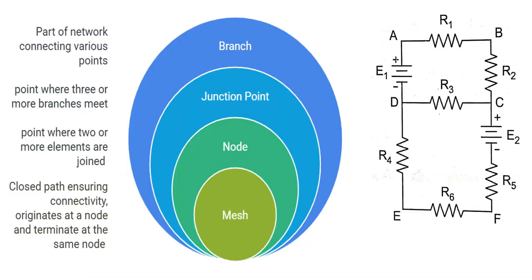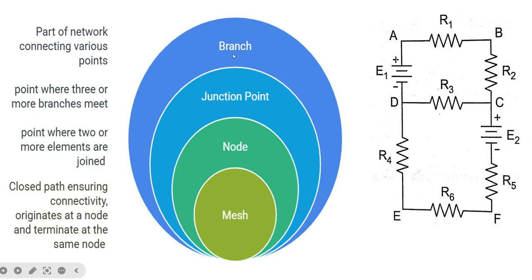Now next we will see what is a branch, then what is a junction point and node. What is a branch, junction point, node, and a mesh? So for these we'll refer to this electrical circuit, or the electrical network.